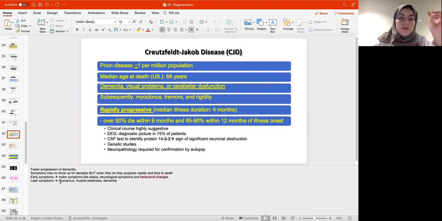Late symptoms are myoclonus, muscle weakness, and dementia. This is according to, I think, Amboss or Osmosis, one of them. I think it's Osmosis, because I noticed here he wrote dementia first. Just go with the slides, okay?